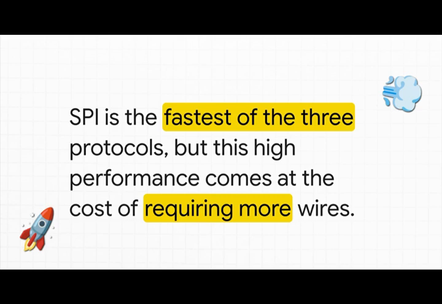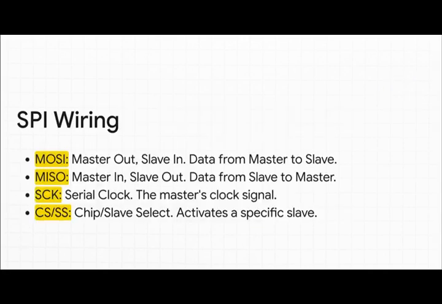Its whole philosophy is about raw throughput. It's for things like high-resolution screens or flash memory that need a fire hose of data, and they need it now. But, like with everything in engineering, there's a trade-off. That speed, it costs you more wires. So let's see how those wires get you that speed.